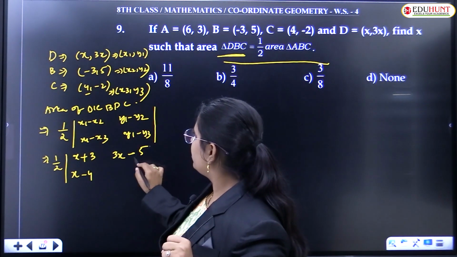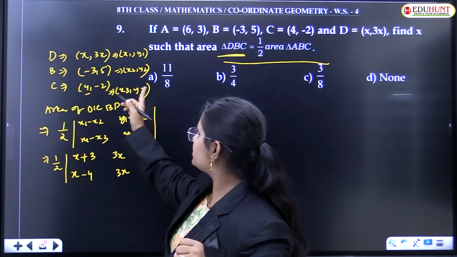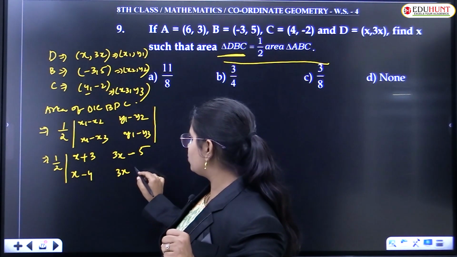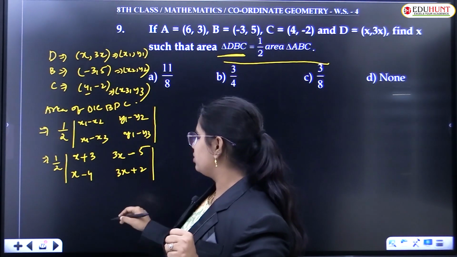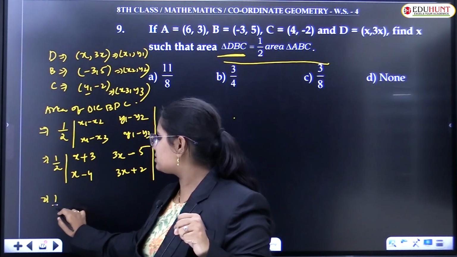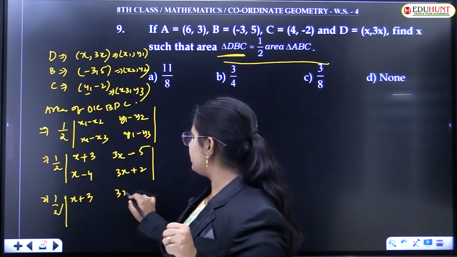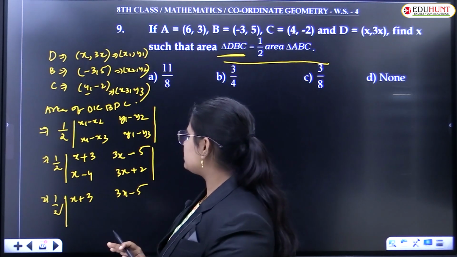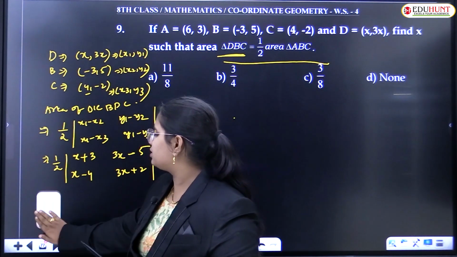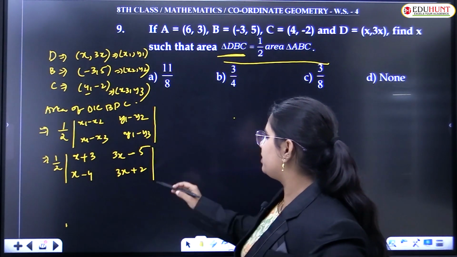y2 is 5, and again this is 3x. What is y3? Minus 2. Minus of minus is plus 2. So let's simplify this. Half, x plus 3, and this is 3x minus 5 as usual. We'll get the same thing. So this will be the last step of the area of triangle DBC, right?